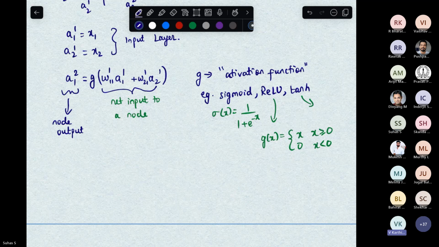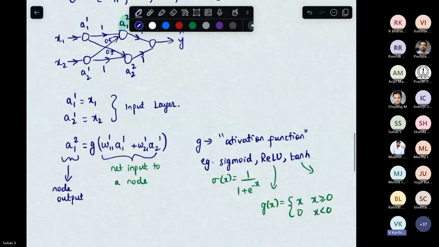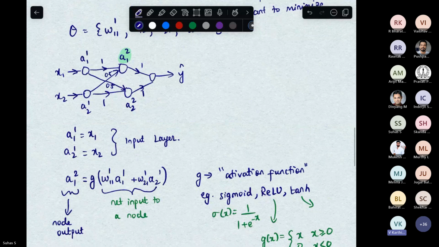Hi, sorry, am I audible? Yeah, tell me. I just wanted to know about the middle layer. Can we scroll a little up? I wanted to see that figure. Why is there no connection between A12 and A21? Can that also be called a neural network? No, typically that's not how it is.